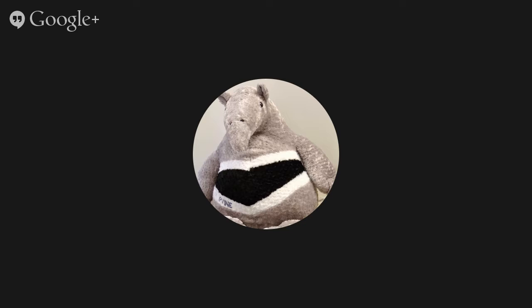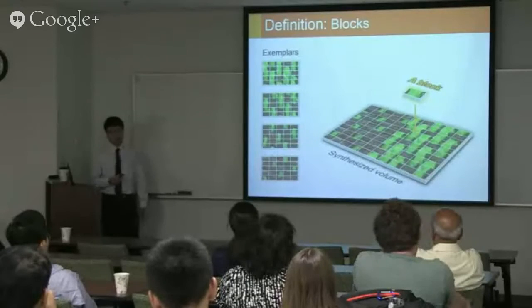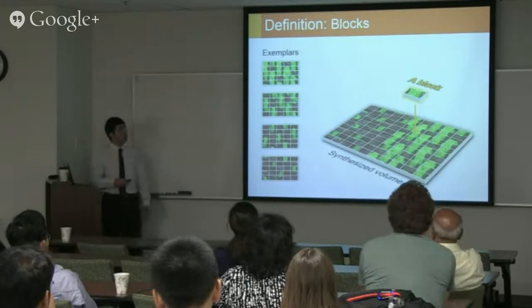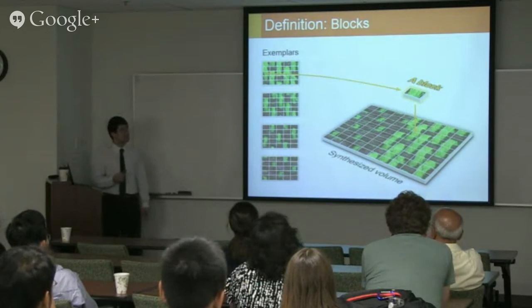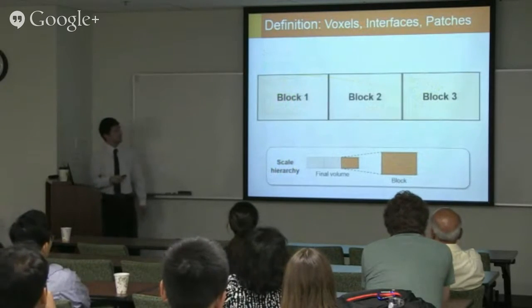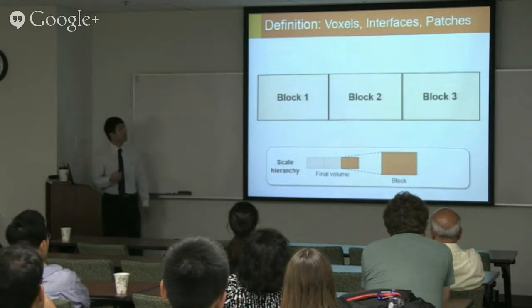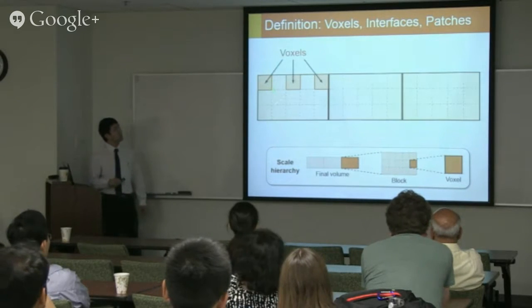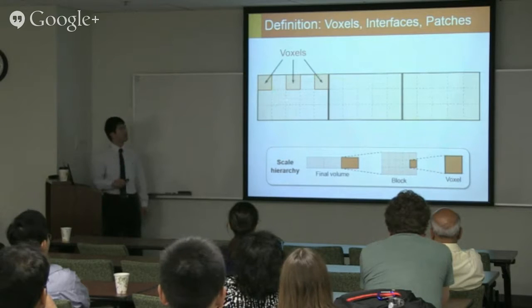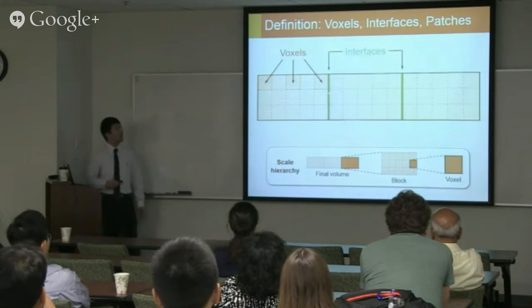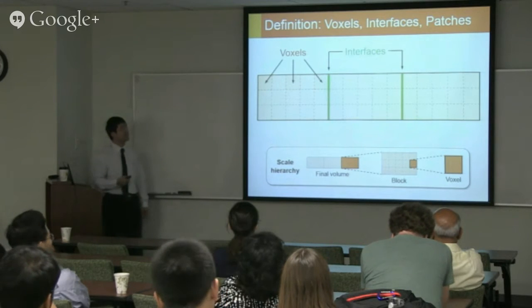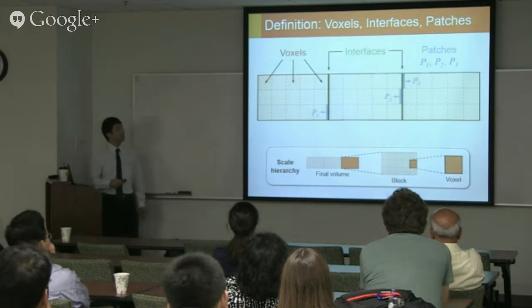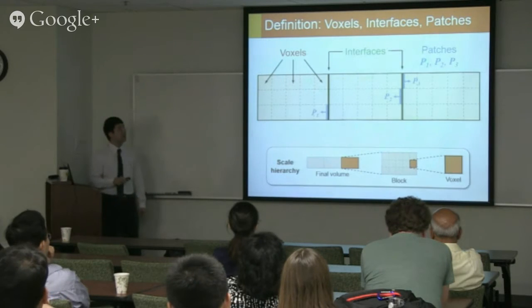Let me first go over a small number of definitions. Recall that in the final volume, we have equal-sized blocks, each of which comes from an exemplar database. So this is an example with just 3 blocks. We further subdivide each block into a small number of voxels. And we define each surface shared by 2 neighboring blocks as interfaces. And we further define patches as oriented voxel faces on an interface.